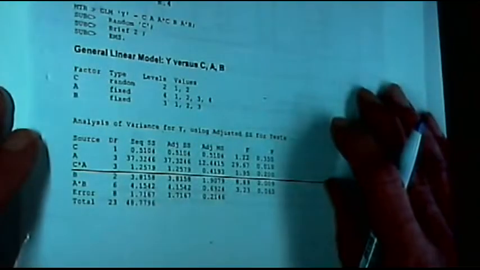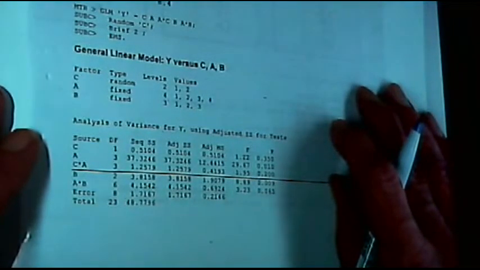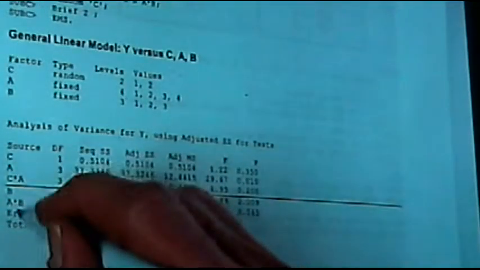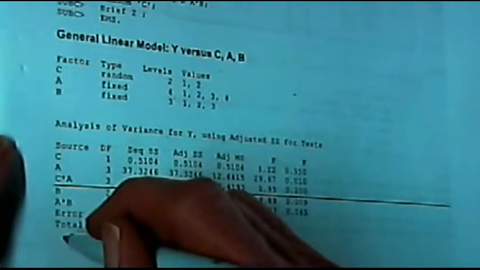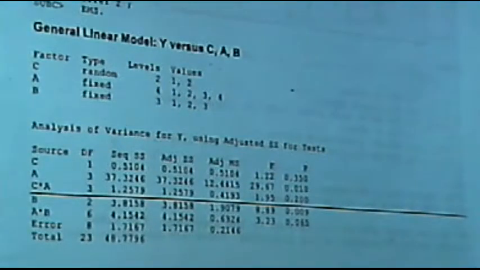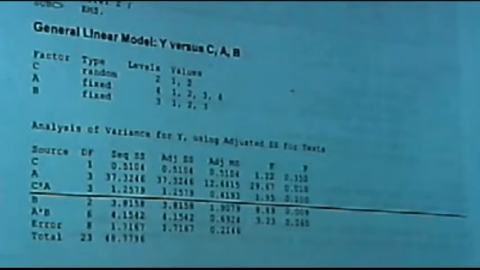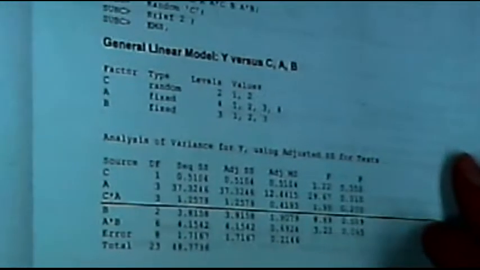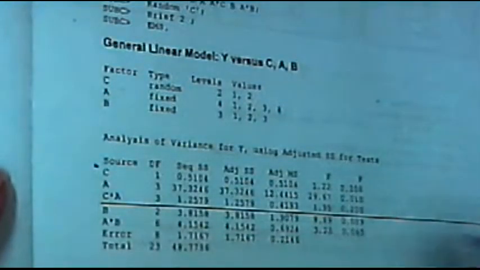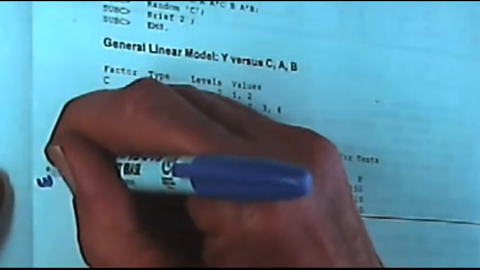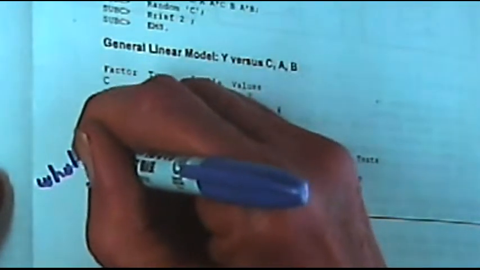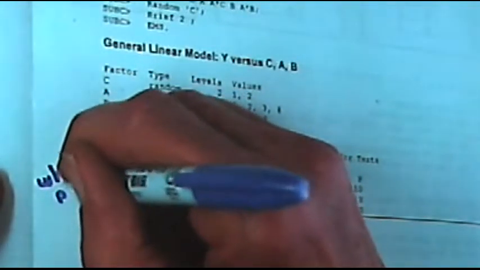Now in this ANOVA table, one thing that's crucial is the order in which the terms are laid out in these rows. The way they describe it is to say, let's see, where should I write this in? Above the line, notice I wrote that line in, we have whole plot information.